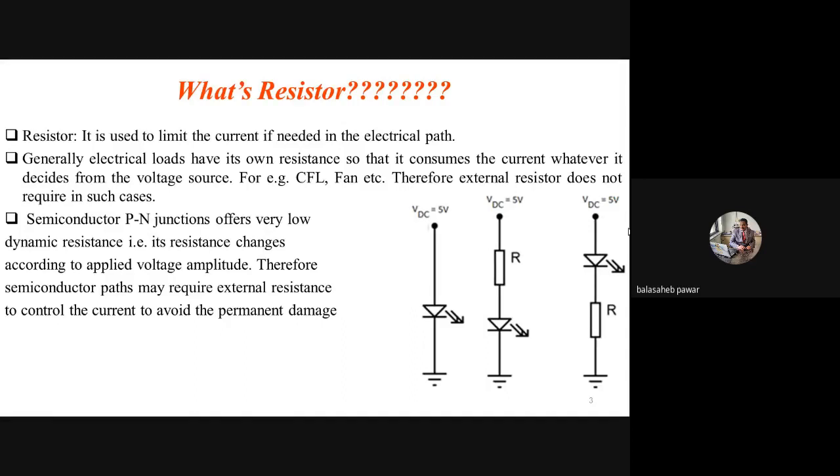Now compare these two DC sources. One is our regulated DC power supply, which is set at 6 volt, and another one is 4 dry cells connected in series, pencil cells. So both are providing us 6 volt. Am I right?